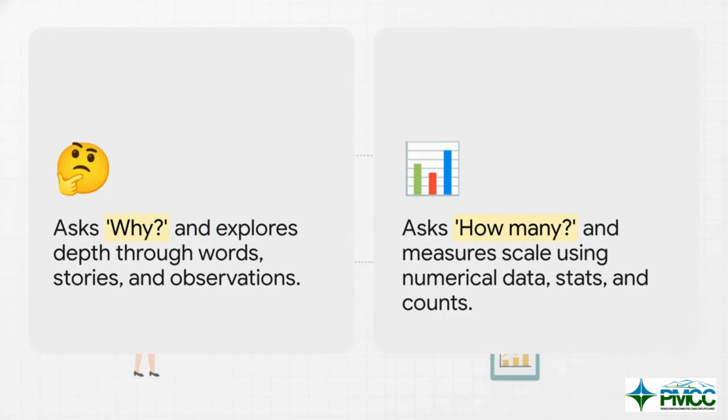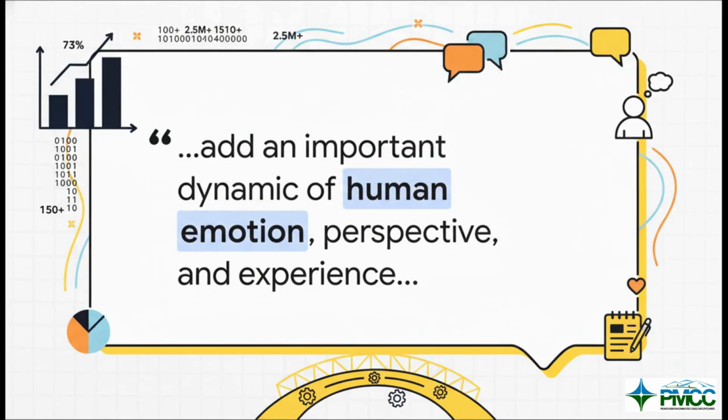So to break it down even simpler, if you're asking how many or what was the score, you're in the quantitative world. Things like attendance numbers or survey ratings. But if you find yourself asking why, you're diving headfirst into qualitative data. You're not just counting people, you're trying to understand their experiences. And here's the real takeaway. You absolutely need both. The real magic, the really powerful insights, happen when you put them together. The numbers tell you what happened, and the stories and quotes tell you why it actually mattered. That combo gives you the full picture.